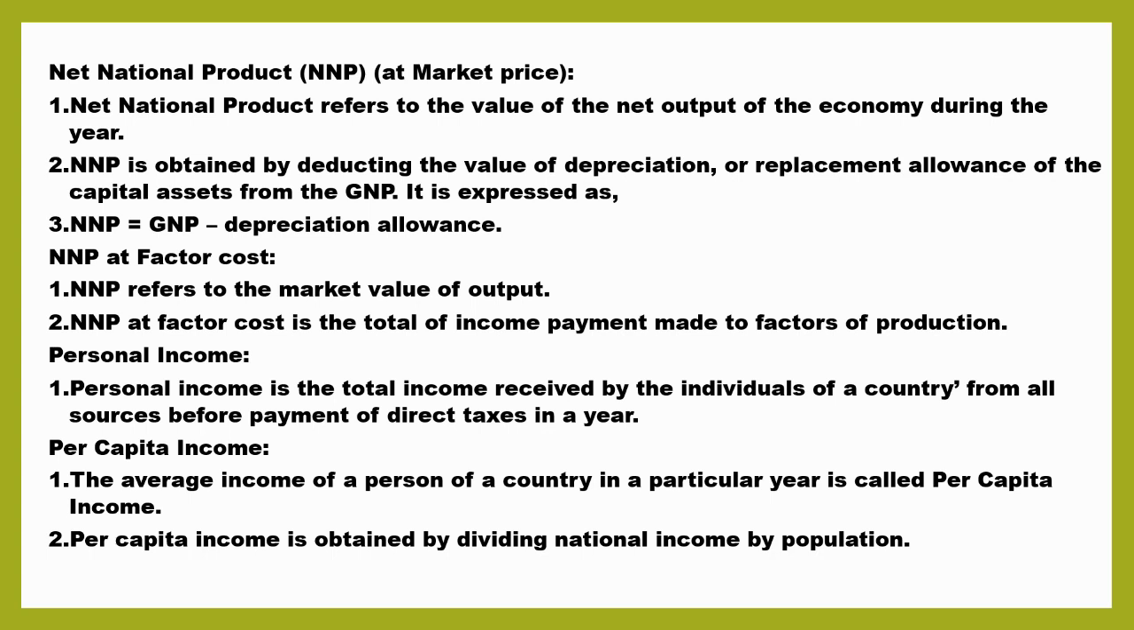Next one is personal income. What is personal income? Personal income is the income received before payment of taxes. Personal income is the total income received by the individuals of a country from all sources before payment of direct taxes in a year. What is per capita income? Per capita income is the income of a person of a country in a particular year. So per individual income obtained in a year is called per capita income. It is obtained by dividing national income by population.